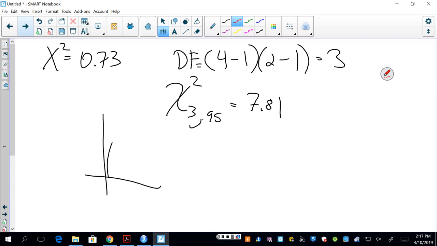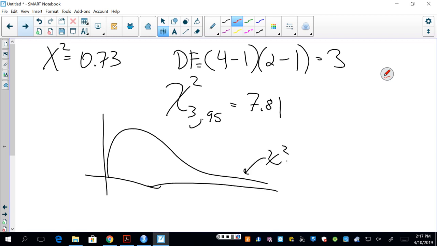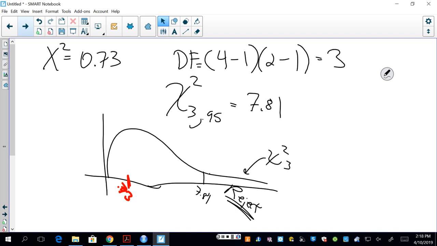So if this is our chi-square picture here, this is our chi-square distribution. 7.81's out here. Up here is where we reject the idea that there's equal outcomes. And we are back over here, 0.73. Really small, very close to matching the expected values with the observed. So we don't reject. There does not seem to be a significant difference between these 2 medical procedures.